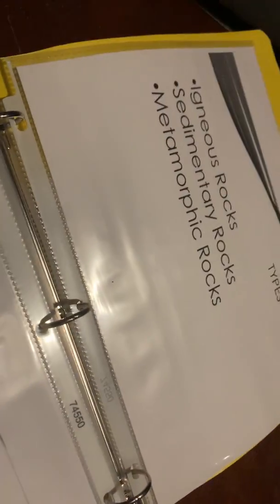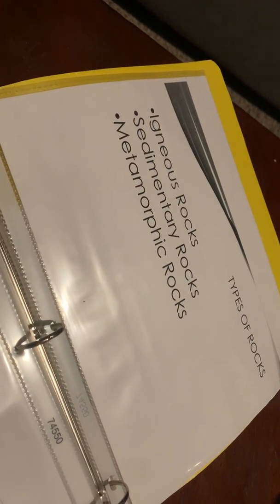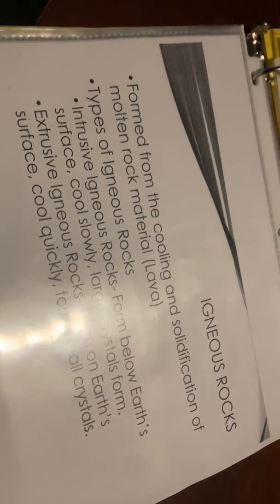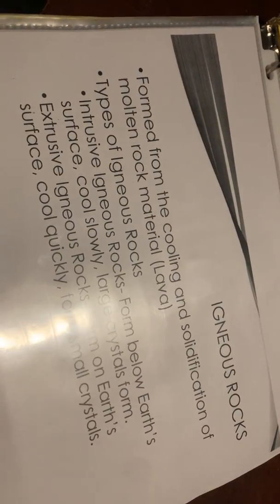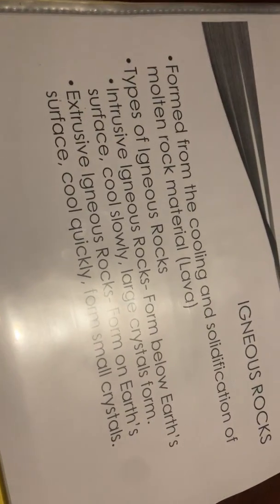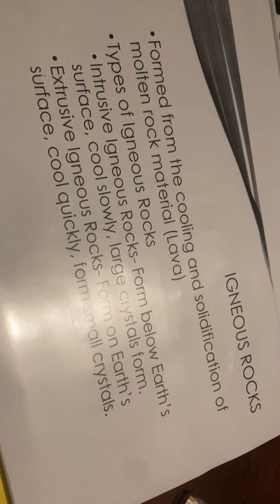So I've gotten into a little bit of it, but there are three types of rocks, which include igneous, sedimentary, and metamorphic rocks. Igneous rocks will be our first example. They are formed from the cooling and solidification of molten rock material, which is also known as lava. Types of igneous rocks: intrusive igneous rocks form below Earth's surface, cool slowly, and large crystals can form. Extrusive igneous rocks form on Earth's surface, cool quickly, and form smaller crystals.